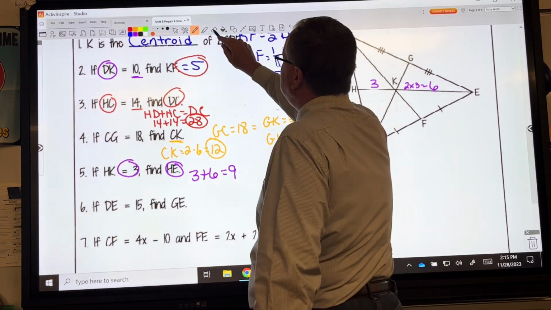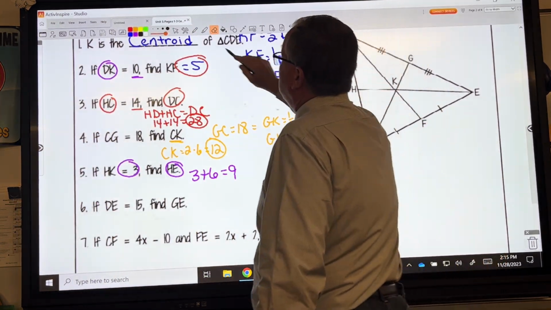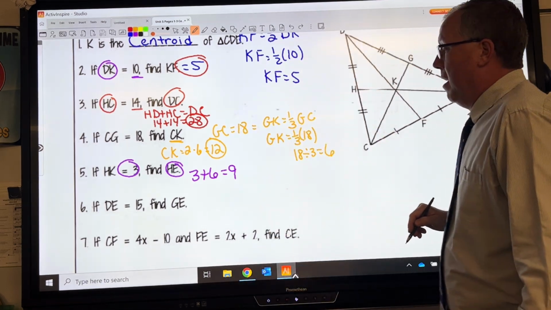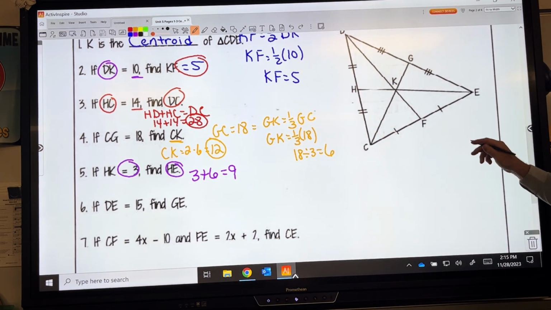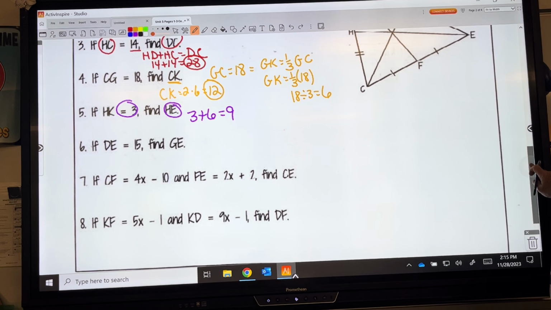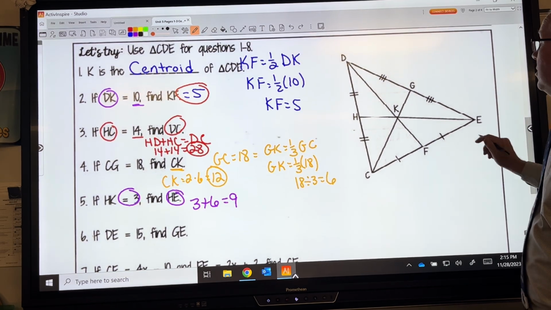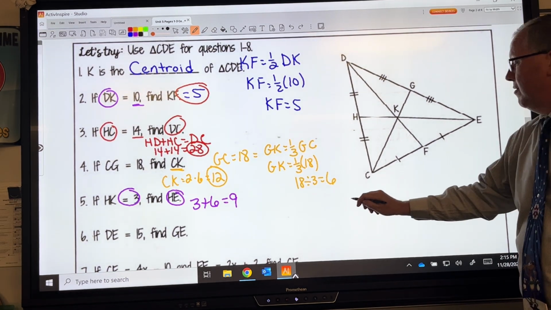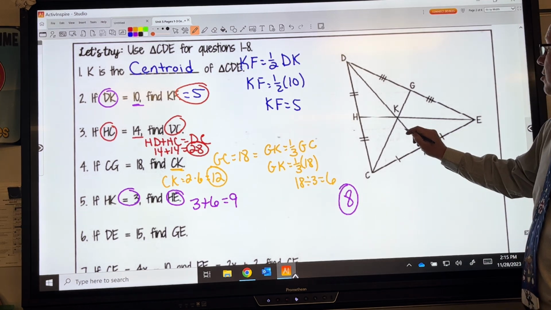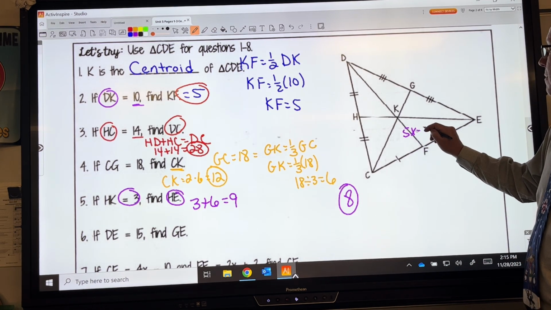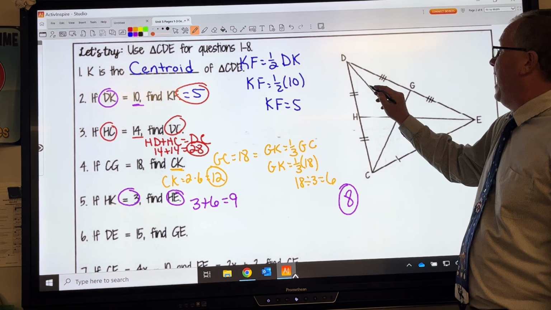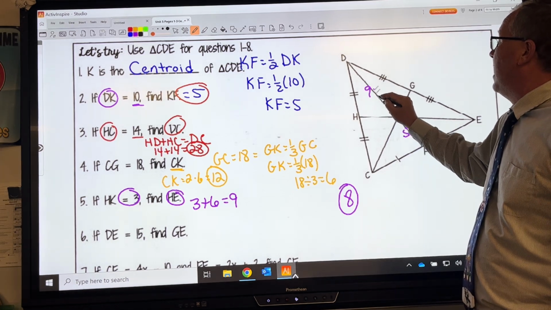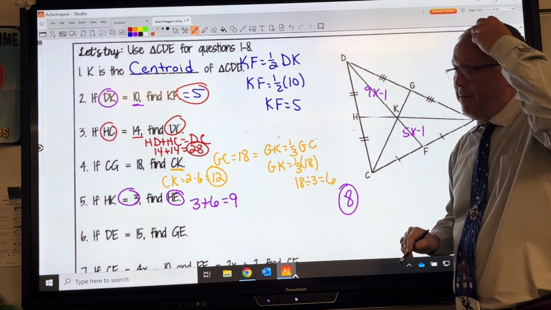Okay? Number 7 and number 8. So I'm going to do number 8. Now, I'm going to write the stuff up here because I'm going to slide down real quick, make sure I got the right thing. KF and KD, there we go. So on number 8, it tells you, because I'll do number 8 over here like this. It tells you that KF is 5x minus 1, and it tells you that KD up here is 9x minus 1, okay?